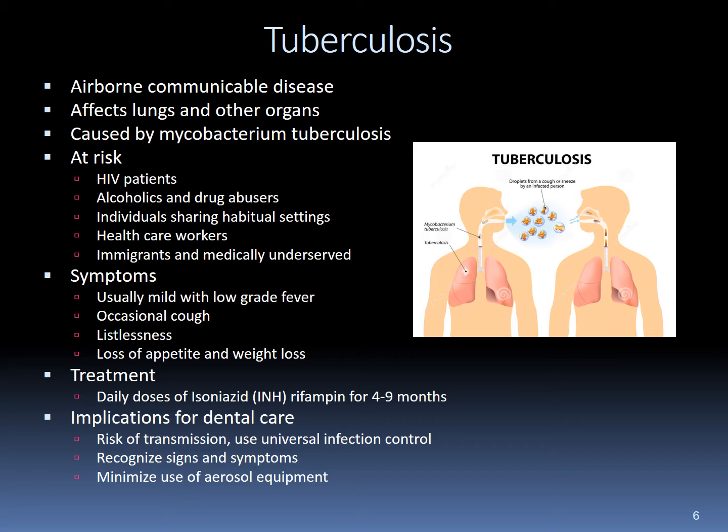The last of our respiratory diseases is tuberculosis. This disease is communicable and airborne and affects the lungs and other organs. It's caused by the Mycobacterium tuberculosis. At-risk patients include those with HIV, alcoholics, drug abusers, individuals sharing habitual settings, healthcare workers, immigrants, and the medically underserved, who are the ones most prone or at risk.